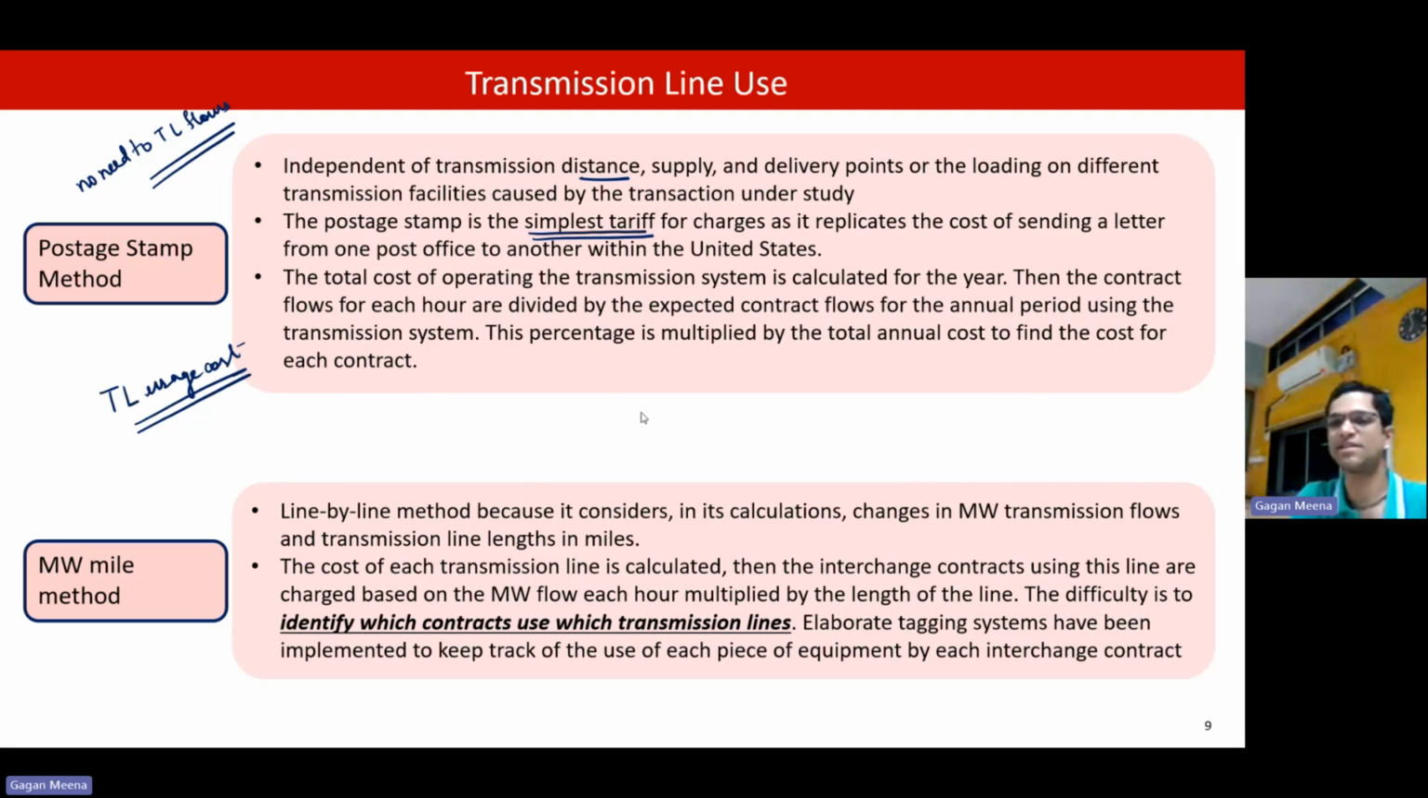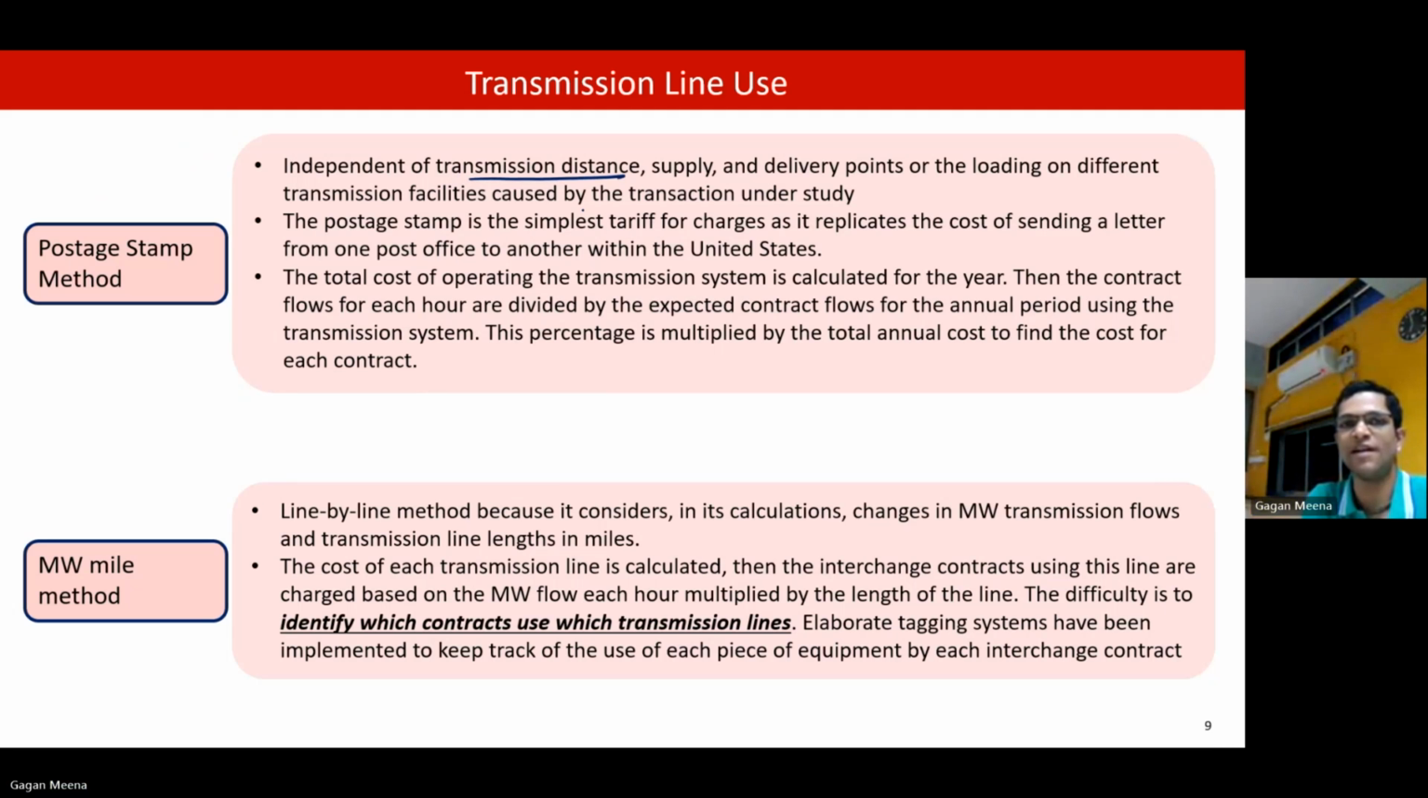It's a fixed number. That percentage is a fixed variable. So it's a very simple method, but there are many problems with it. It is independent of the network itself. You cannot apply a blanket rule on any kind of transaction. It depends on the supply and delivery points, because the combination of supply and delivery points affects the flow.